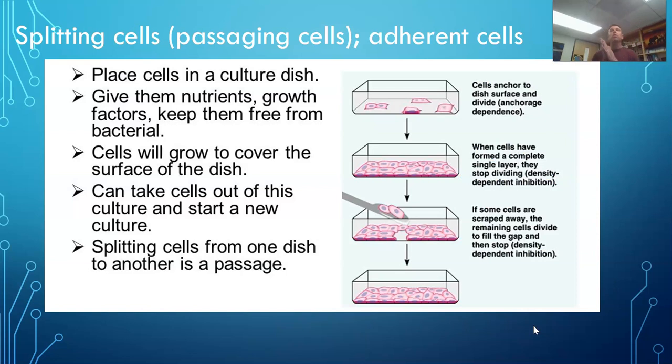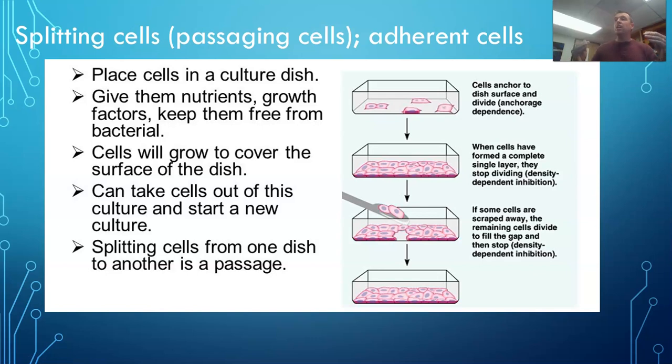Splitting cells for adherent cells is a little more difficult, and this is what we're doing with our cells, actually. You're going to have your cells in a culture dish. All right, they're growing. They are adhered, and so in order to split them, we actually have to de-adhere them. So we're going to use an enzyme called trypsin that also has EDTA.